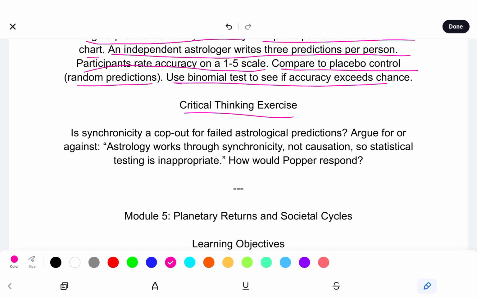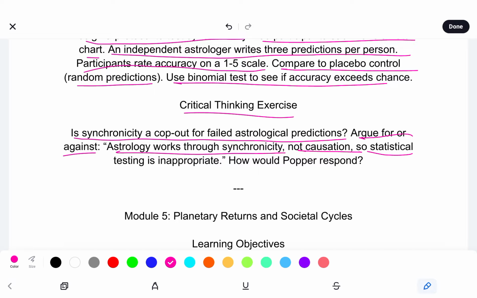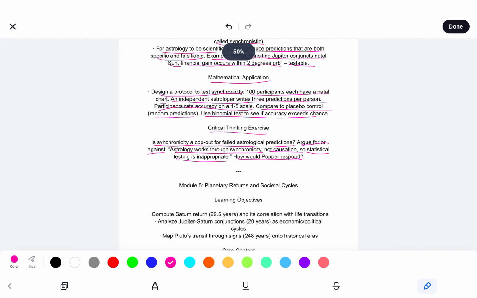Critical thinking exercise, or CTE. Is synchronicity a cop-out for failed astrological predictions? Argue for or against: astrology works through synchronicity, not causation, so statistical testing is inappropriate. How would Popper respond? All right.